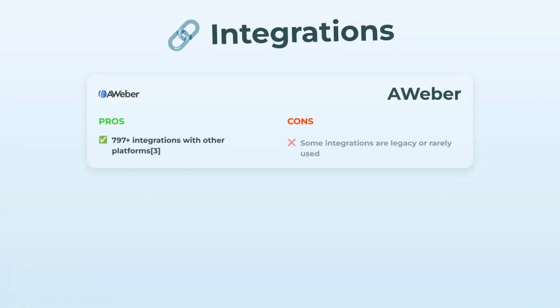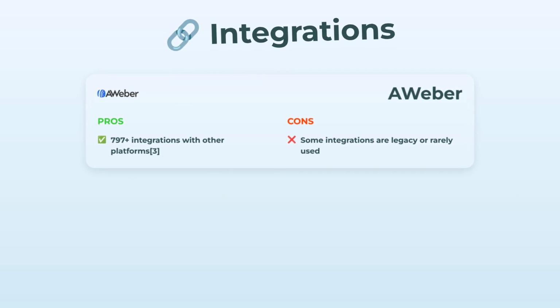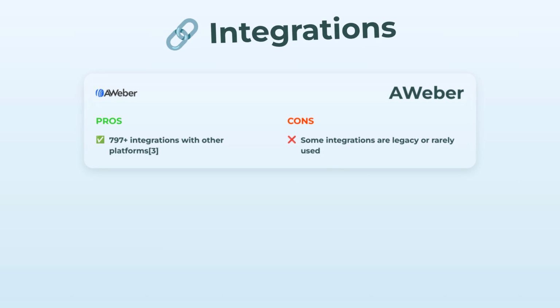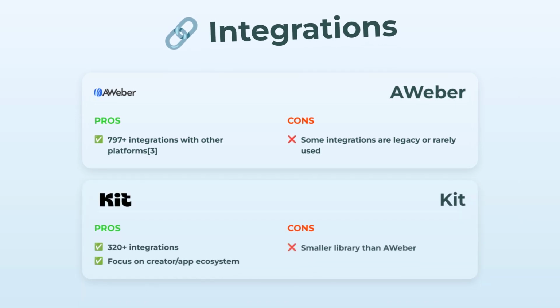Next up, integrations. Now, this is where AWeber flexes a bit. They're sitting on top of 797 plus integrations, which is huge. You name it, there's probably a plugin for it. A couple of these are kind of legacy or maybe not exactly useful, but still, the variety is there.